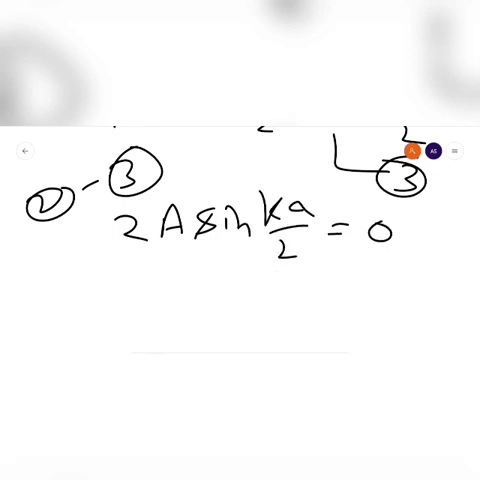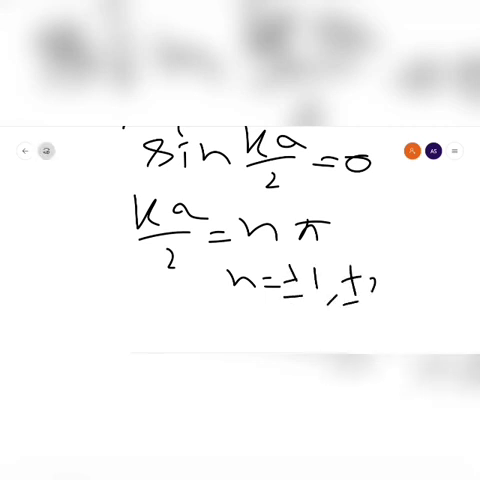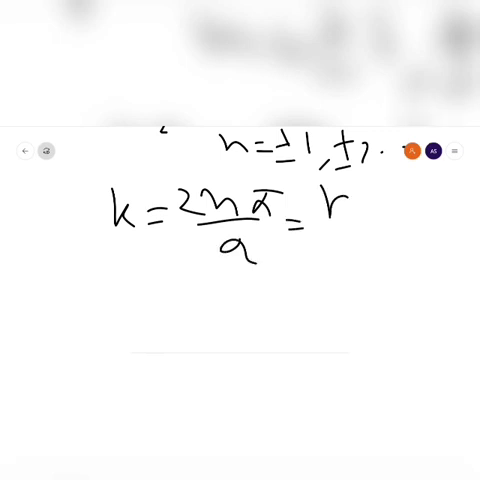You know very well that A is not equal to 0. It means that only sin ka by 2 is equal to 0. When sin ka by 2 is equal to 0, the value of ka by 2 is equal to n pi, where n is equal to plus minus 1, plus minus 2, and so on. You can write the value of k is 2n pi by a. Also you can write p pi by a, where p is even.